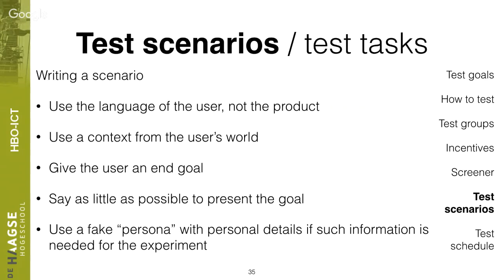Say as little as possible to present the goal. If you tell people exactly what you want them to do, okay, I want you to click on the button on the left, and then you need to choose from the list headphones, and then click OK, and then see what comes out, then you've basically told them exactly what they need to do, so you'll get exactly the same results from everybody. You need to say as little as possible, only the essential information that the people need to do your experiment, and then see what they're going to do.